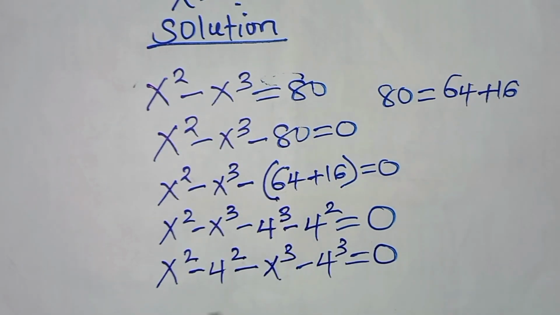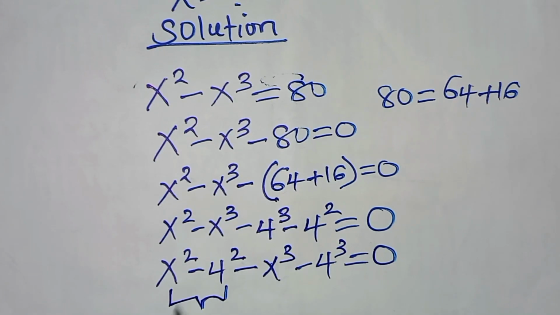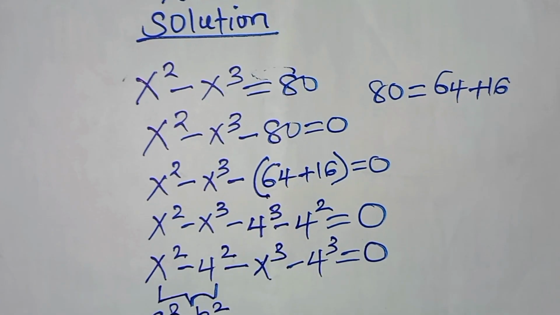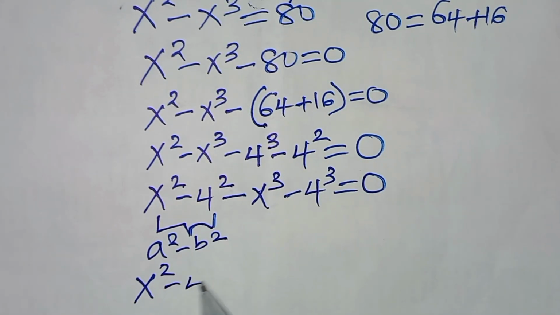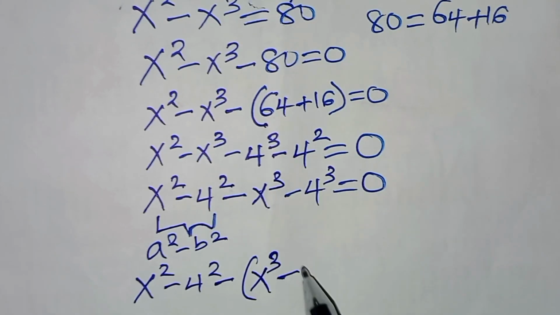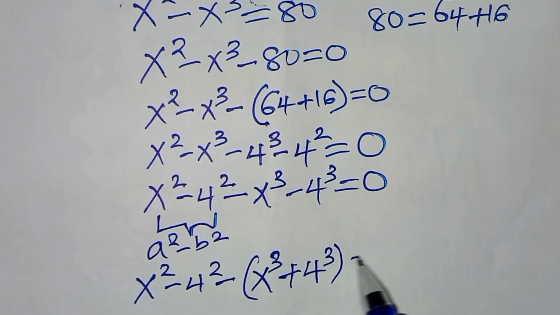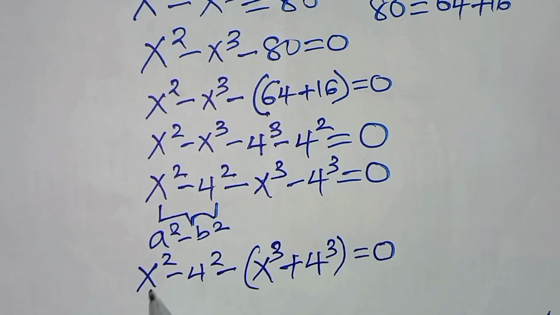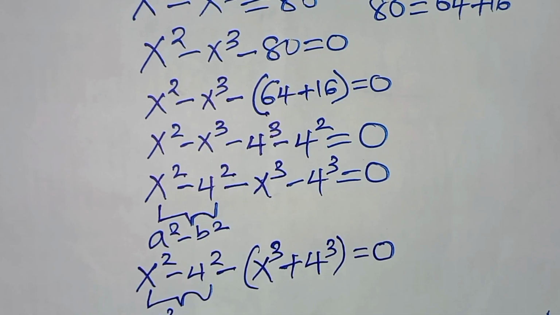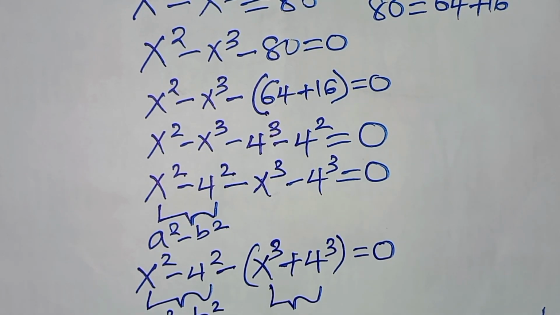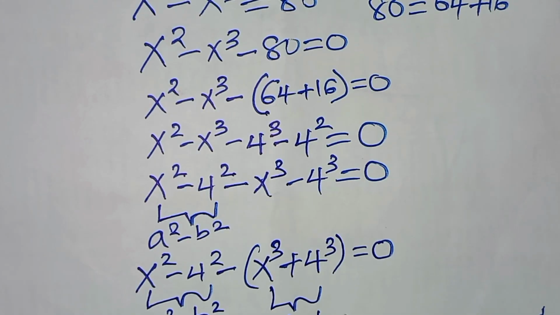Now the next step here is that you see the first part here is the difference of two squares, expressed as a squared minus b squared. Now we can express this as x to power 2 subtract 4 to power 2, subtract, now this is x cubed plus 4 cubed, is equal to 0. We have seen that the first part is the difference of two squares, a squared minus b squared, and the second part is the sum of two cubes, expressed as a cubed plus b cubed.